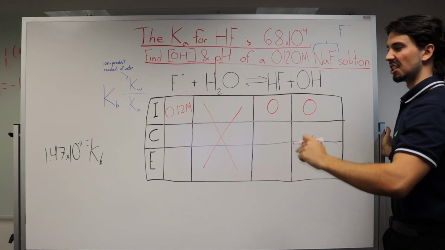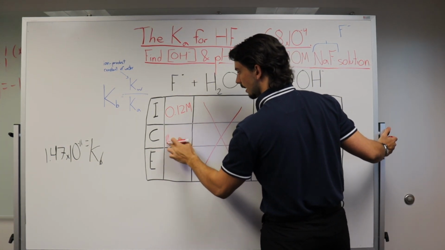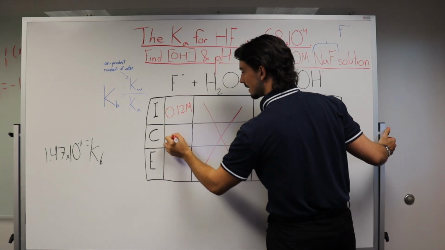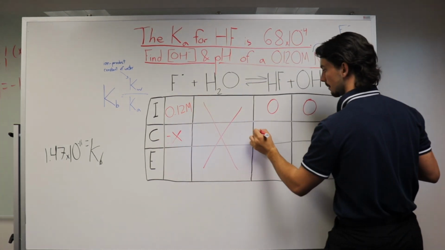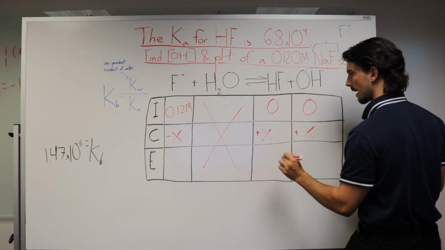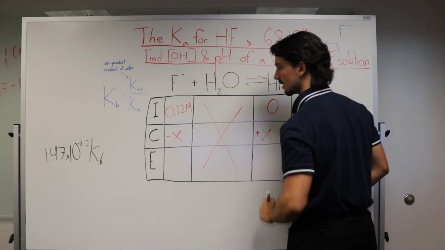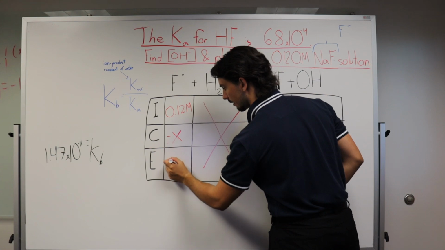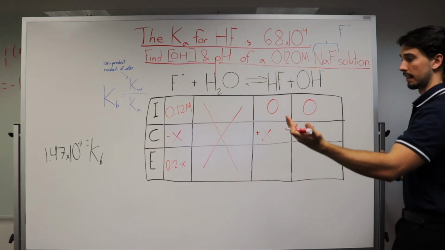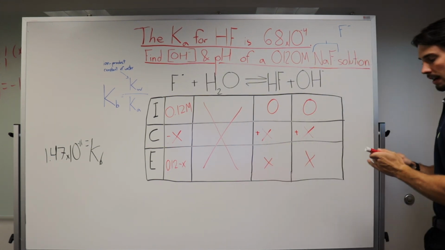And for the change, we're just going to denote it as x for now, since we don't know what that is. And since things will be moving from the reactants to the products, we'll do minus x. And here we're going to be gaining x, plus x, plus x. Now at equilibrium, it's just going to be 0.12 minus x. So we'll still just write that. We don't know what that is yet. If we start with 0, we add x, we'll get x. Same here for the hydroxide.